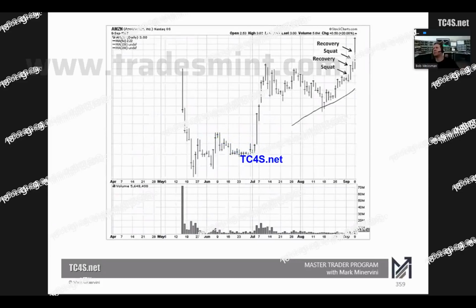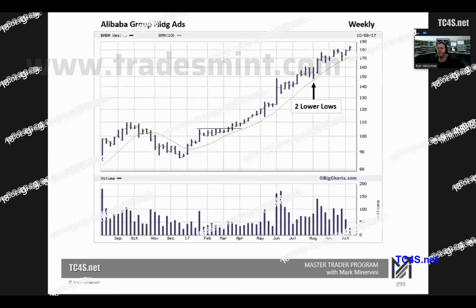A couple questions being asked about the two lower lows concept on page 399. A few repeated questions. If you could perhaps just review the concept on that again, because there's a few people asking similar questions. This is something that David and I talked about for years and discovered and use in connection.